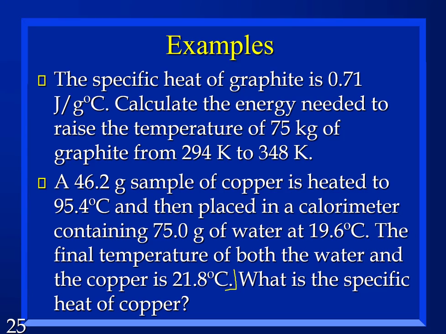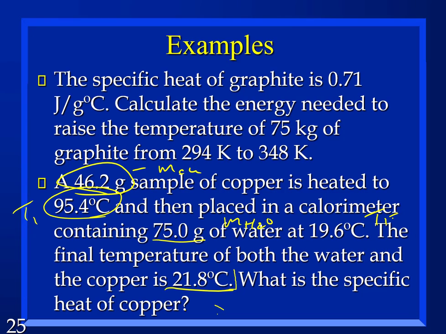Okay, so I got a 46.2 gram sample, and that's the mass of the copper. 94.5 degrees is the first temperature for the copper. 75 grams is the mass of the water. 19.6 is the first temperature of the water. And 21 degrees Celsius is the temperature 2 for both of them.